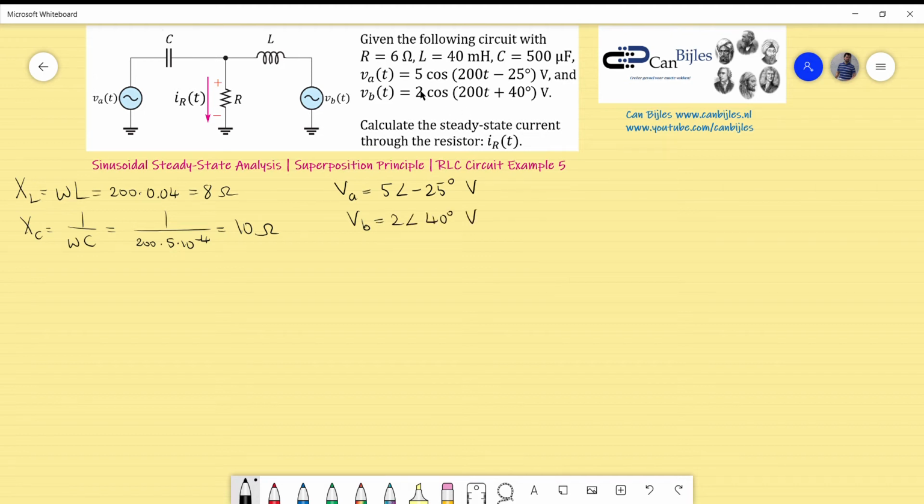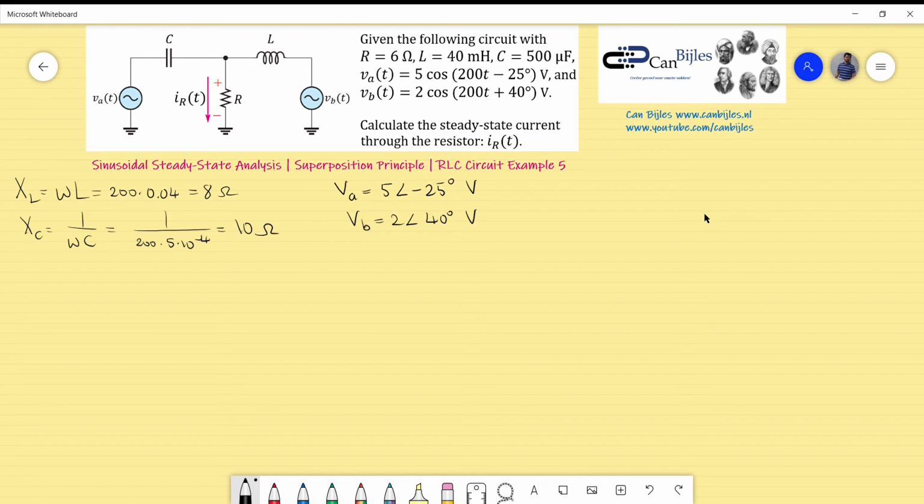If you have a cosine representation of your time function, you can just take over the amplitude and the phase and place it in this form. If it's a sine function, you have to add minus 90 degrees to the phase. And this is actually also cosine, so you can just take it over. That's actually it for this part.